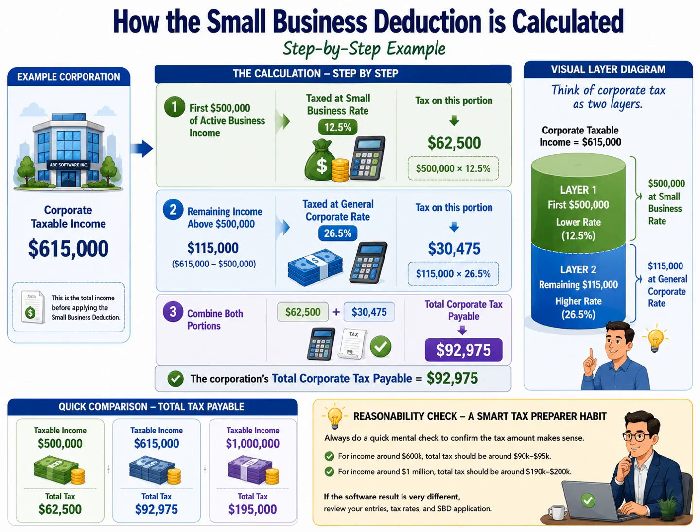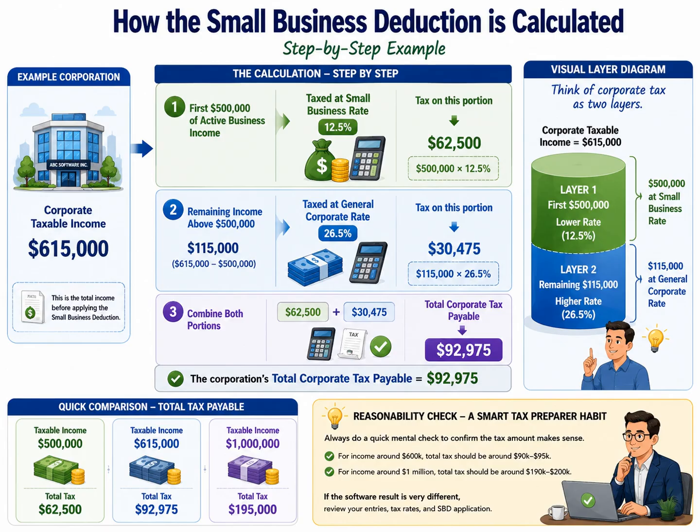The final step is simply to add the tax from both portions together. $62,500 plus $30,475 gives a total corporate tax payable of $92,975. A useful way to remember this calculation is to think of corporate taxable income as having two tax layers. The first layer consists of the first $500,000, which receives the lower small business tax rate. The second layer is everything above that limit, which is taxed at the higher general corporate rate.